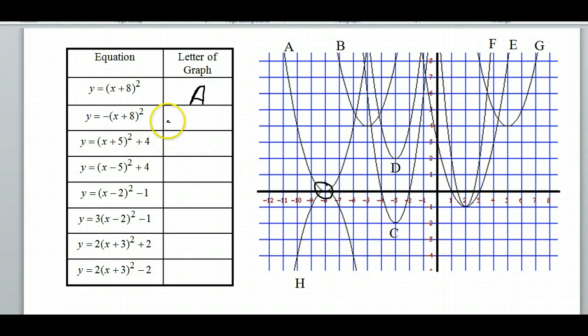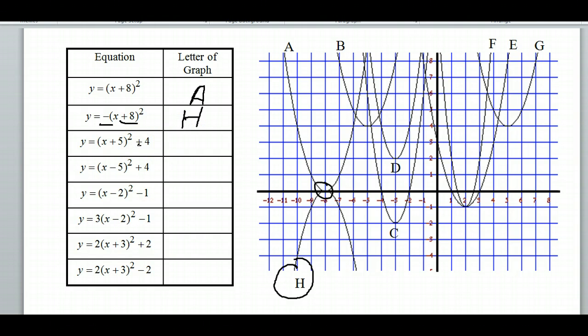Let's do that again. Let's look at -(x plus 8) quantity squared. The translations are, again, a horizontal translation, left 8 units, followed by a reflection in the x-axis. So this will be graph H, basically the reflected graph of graph A.